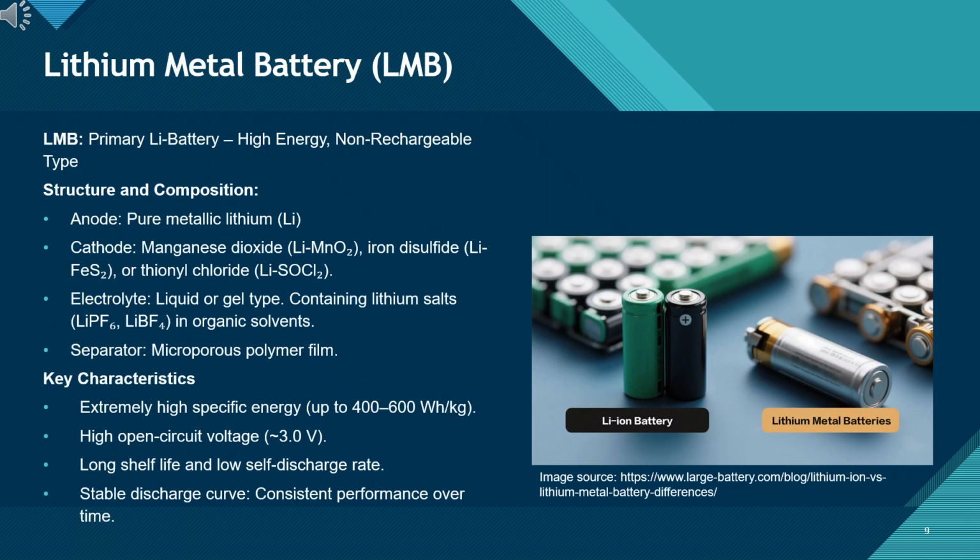Lithium metal battery. LMB lithium metal batteries are primary, meaning they're non-rechargeable. They use pure lithium metal as the anode, giving them very high energy density, much higher than standard Li-ion cells. They're commonly used in coin cells, cameras, and military equipment because of their long shelf life and stable voltage output. However, once discharged, they can't be reused. That's the trade-off for their high performance.